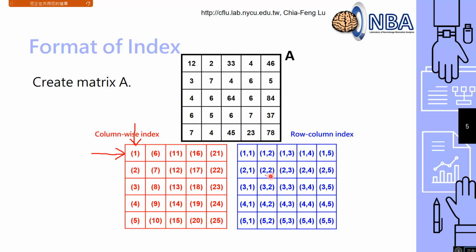For example, this element is located in the second row, second column, so you would say 2, 2. If some element right here is located at the second row and the fourth column, then you would say 2, 4. Okay. So again, I'm going to ask you, can you tell me where is the location of the 46? Or what is the row and the column index of 46?